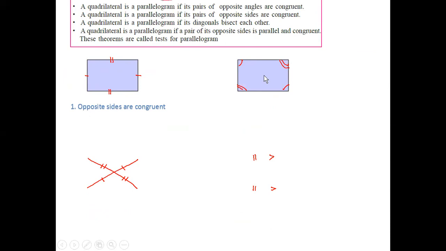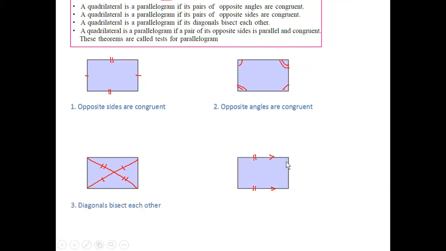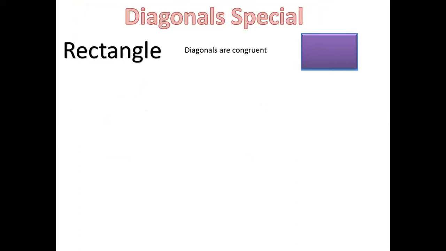Second one, we can see that the opposite angles are congruent. If the opposite angles are congruent, then it is a parallelogram. Next, if the diagonals bisect each other, still we can say that yes, it's a parallelogram. So for any question where you are asked to check if that's a parallelogram, yes or no, or prove that it's a parallelogram, we can use these properties. And the fourth property says if only one pair of opposite sides is parallel and congruent, then we say that it's a parallelogram. Most of the time we use this fourth property to prove that a given quadrilateral is a parallelogram.